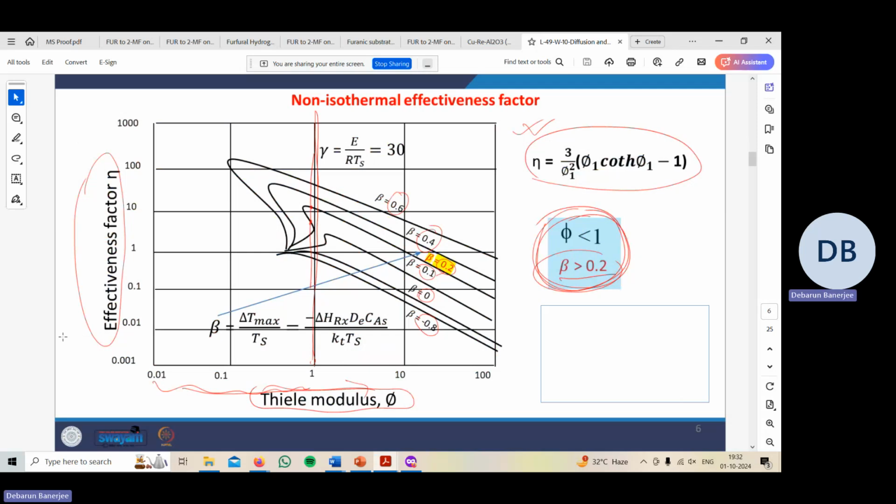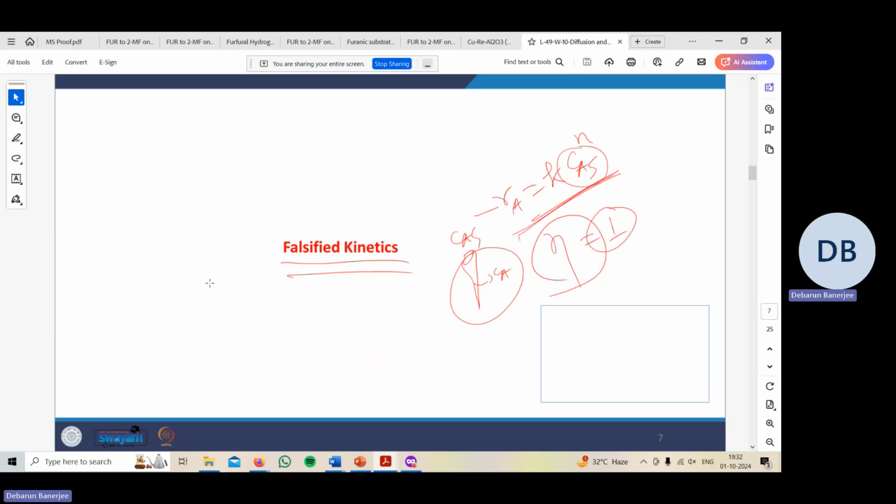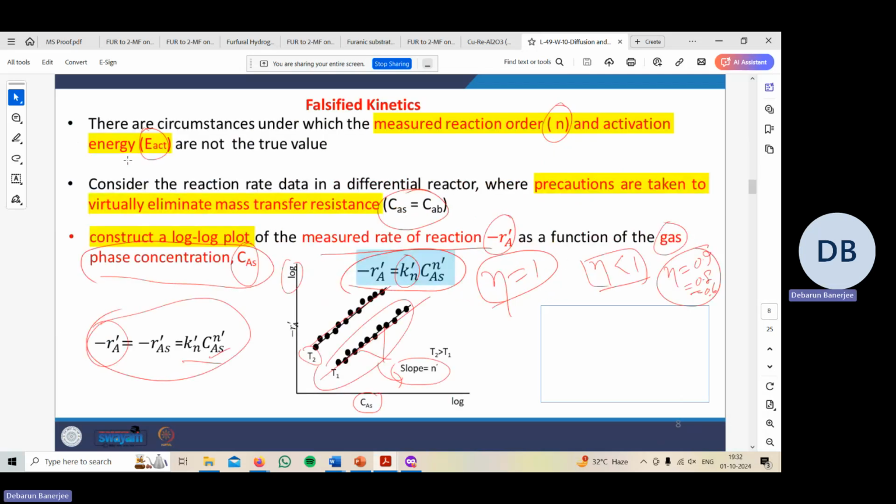So based on that, we do the falsified kinetics. There are circumstances under which the measured reaction order and activation energy are not true values. Consider the reaction rate data in a differential reactor, where I have to eliminate the mass transfer resistance.